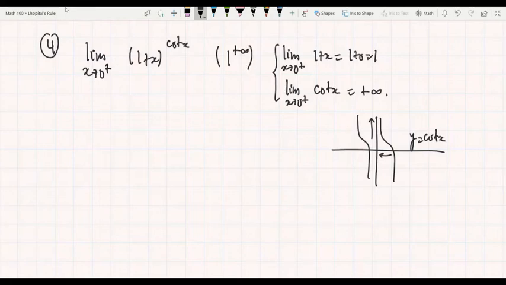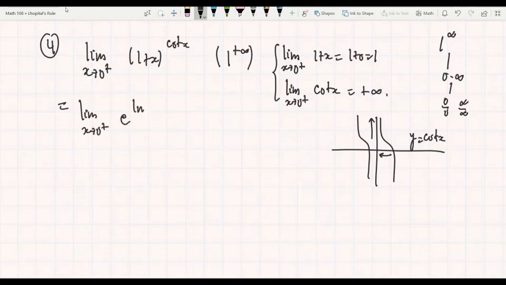So here we encounter the third exponential indeterminate form. So again, our strategy is the same. From 1 raised to infinity, we pass through 0 times infinity, then we go to 0 over 0 or infinity over infinity. So for this one, again, we will use the fact. We can rewrite this as the limit as x goes to 0 plus of e to the ln of 1 plus x raised to cotangent x.